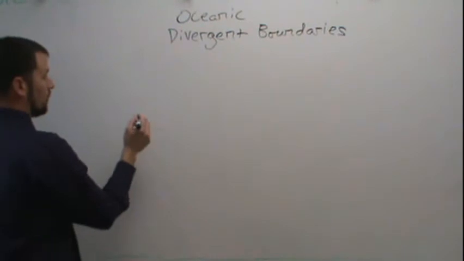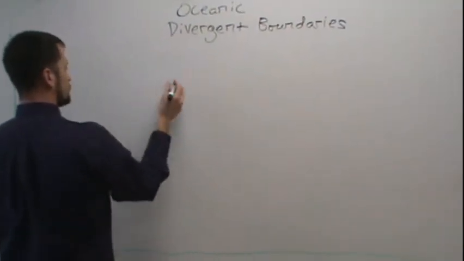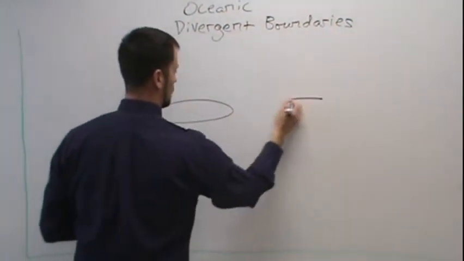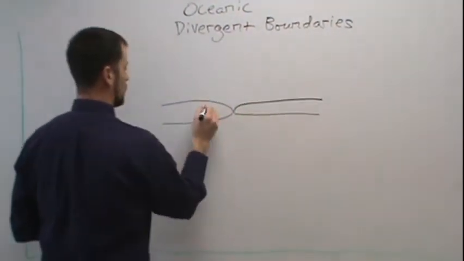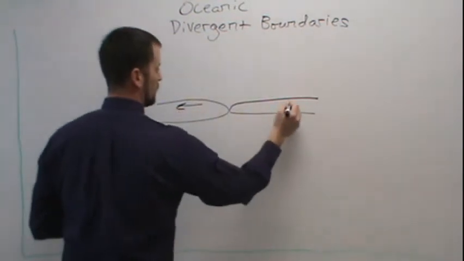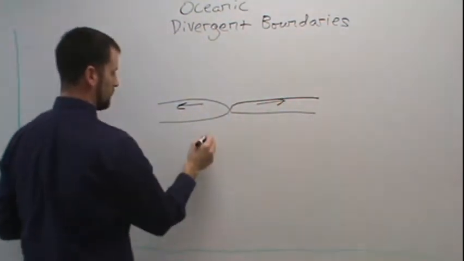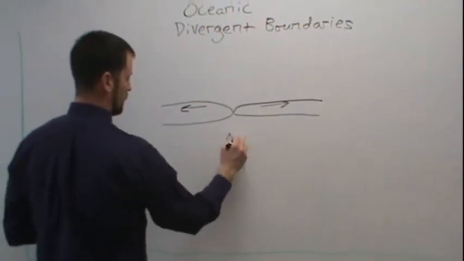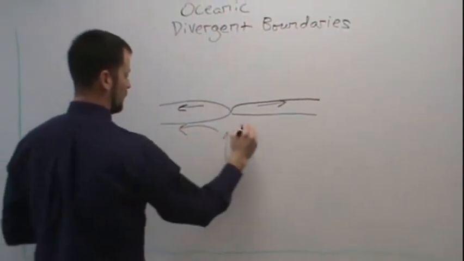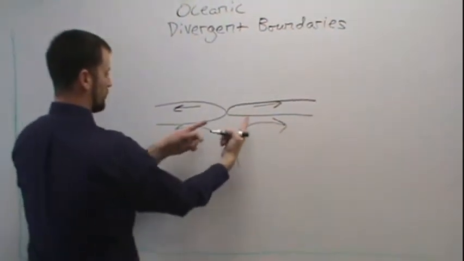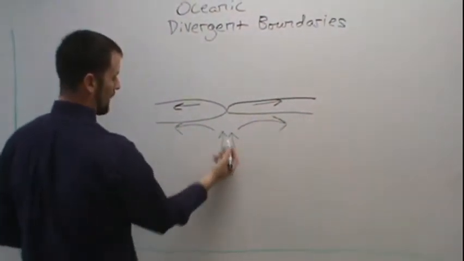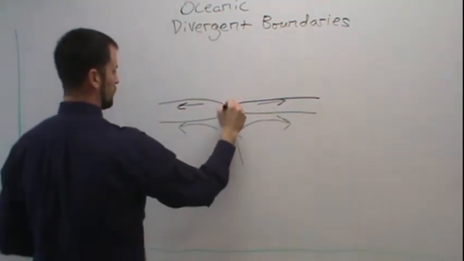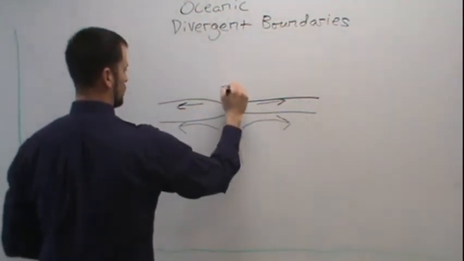So with an oceanic divergent boundary, you have oceanic crusts right here, and they're moving away from each other. They're moving away from each other because below we have convection of magma in the mantle. And this convection current pulls the two plates apart, and the rising magma right here fills in the space, creating new sea floor. So right here, there's new sea floor.